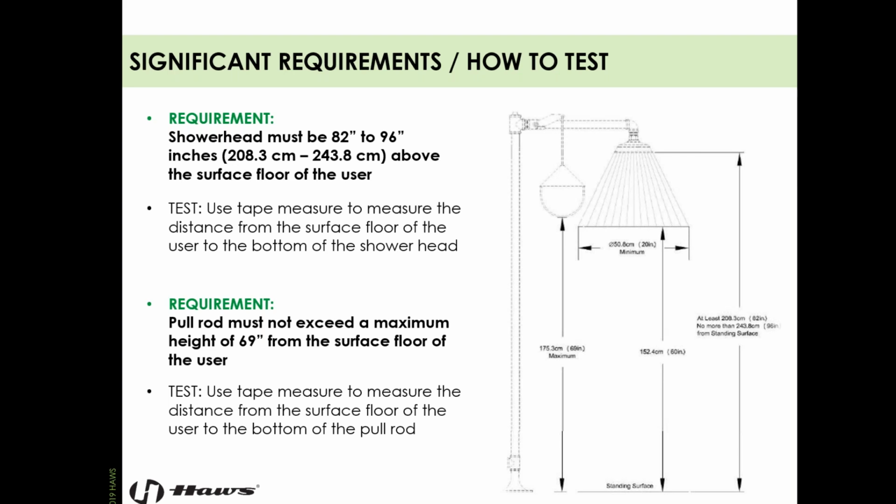The pull rod, also use a tape measure. It cannot exceed a maximum height of 69 inches. And that is, again, to make sure that shorter people can use it, taller people can use it, and everybody in between. It's not going to be too high to reach. Just measure to the very bottom of the pull rod, and we can ensure that it does not exceed 69 inches from the floor.